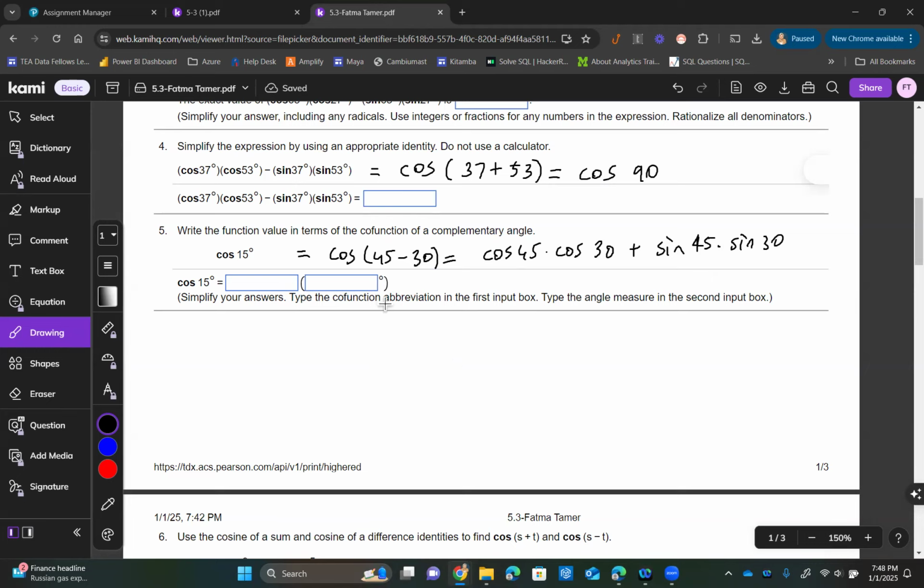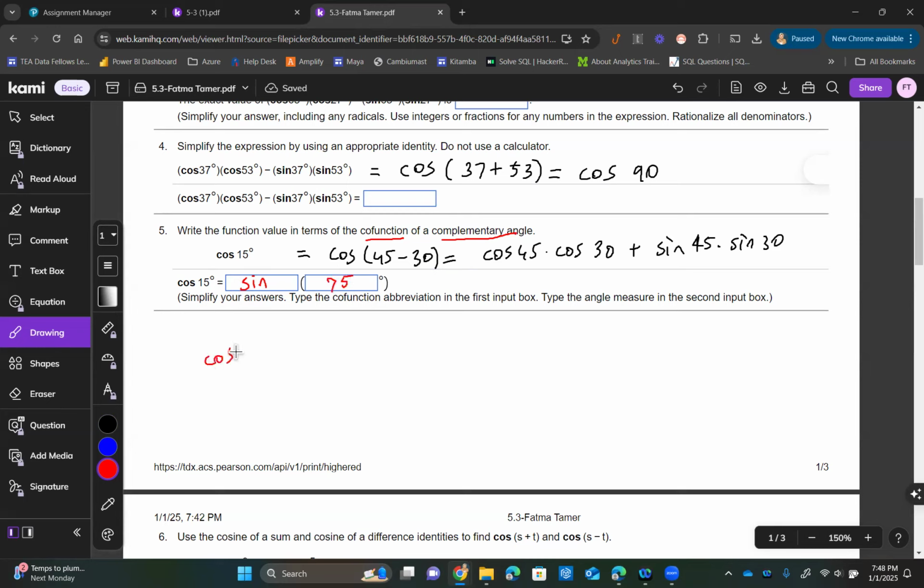It says type the co-function abbreviation in the first in-box, type the angle measured in the second in-box. Oh, this is not what we needed to do for this problem, because I didn't read the problem before I jumped to the solution. It says, write the function in terms of the co-function of a complementary angle, which means cosine and sine, they're co-functions, and 15 degrees will be replaced with 75 degrees.